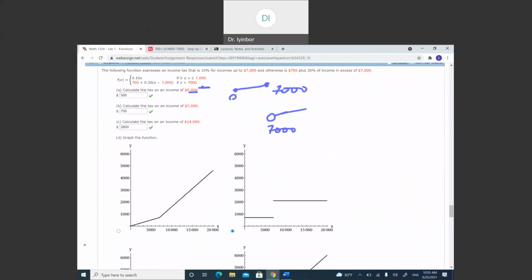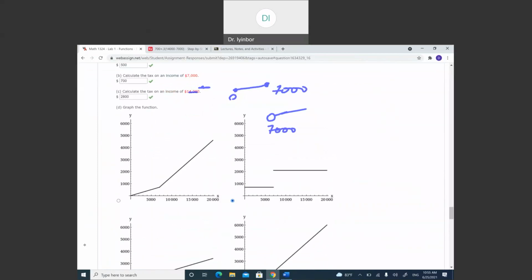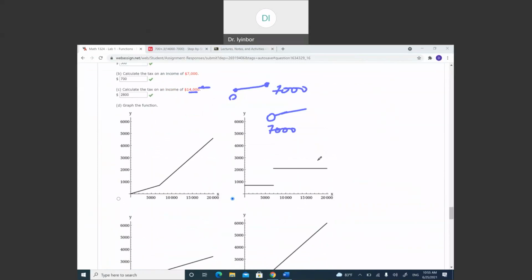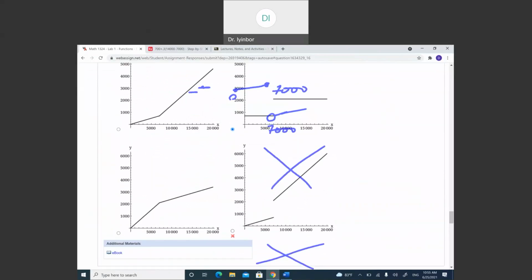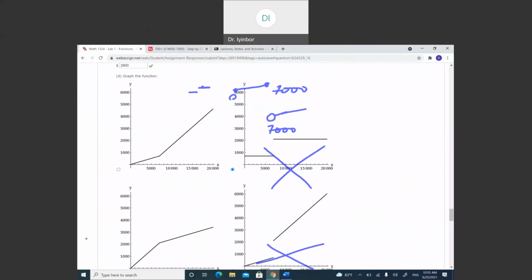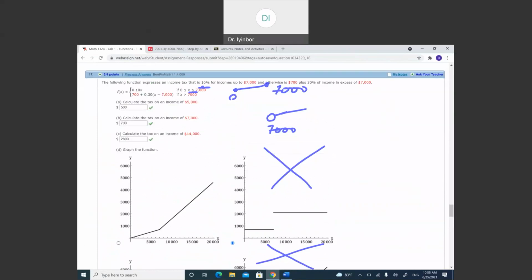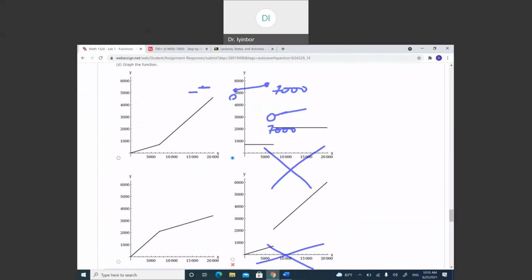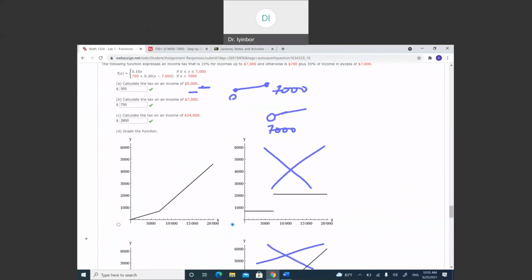So it's not this one, and it's not this one, because those two graphs, see, they're disconnected. So it's gonna be one of those two. Now, let's see which one of those two it is. Okay, both of those start at 0, 0. Now, they need to go through 5,000 and 500, so that's one of the points.